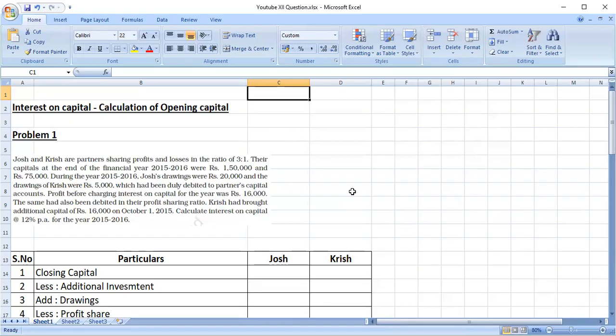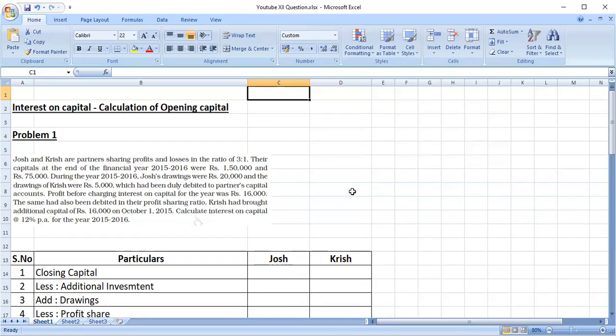Unless otherwise mentioned, interest on capital has to be calculated on the opening capital of the partners. But in this question, they've only given us the closing capital. We know that when you add additional investment of the partners and share of profits made during the year and deduct drawings, you arrive at closing capital.